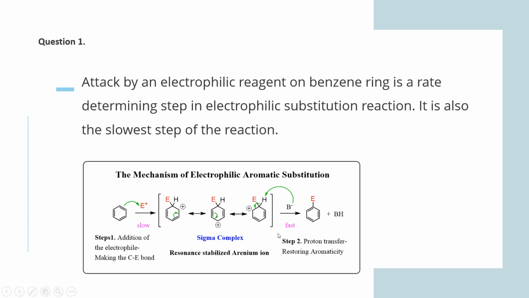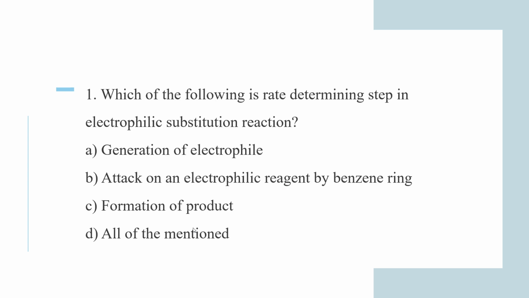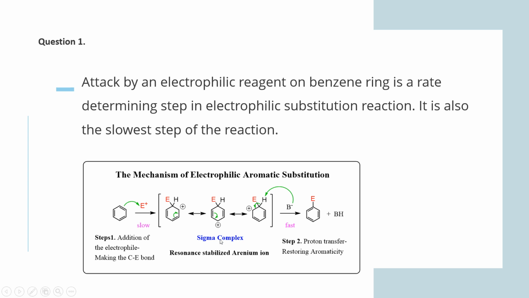So between these two main steps, the first step is slower as compared to the proton abstraction step. And as we know, the slowest step is the rate determining step in the reaction. So in this mechanism, the first step is always known to be the rate determining step in electrophilic substitutions. So out of the four options given for question number 1, which of the following is rate determining step? Generation of electrophile, attack on an electrophilic reagent by benzene ring, formation of product, or all of the mentioned. So we observe that option B is the correct answer for question 1, where we saw the formation of sigma complex. Okay.